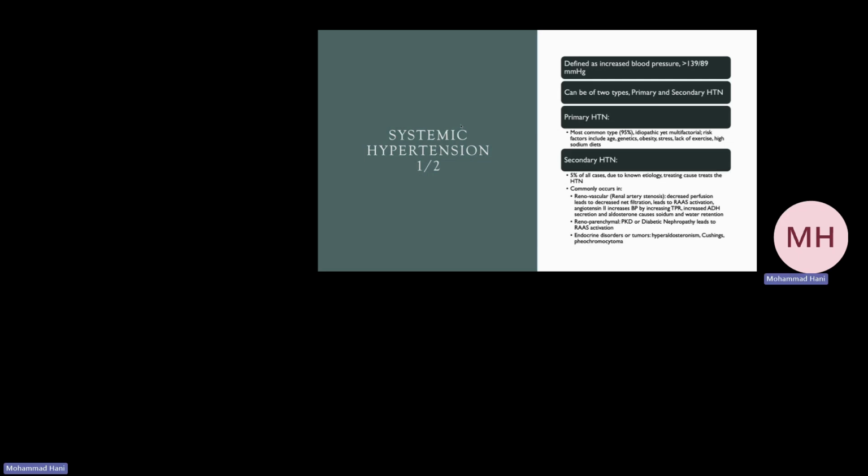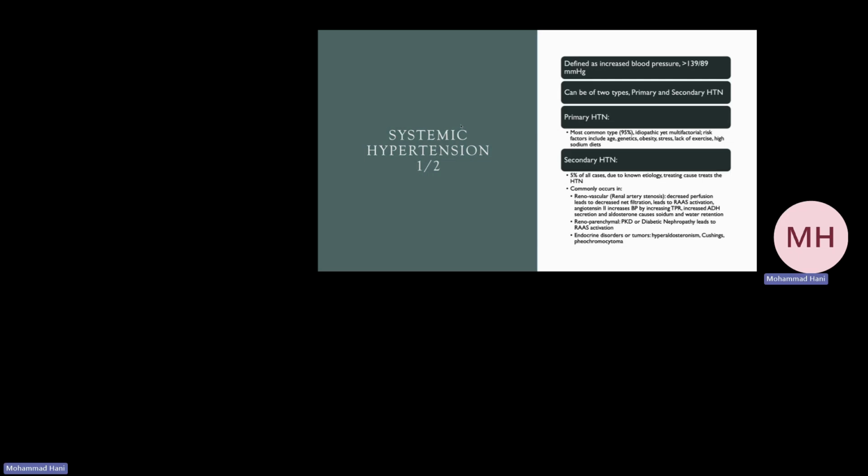So what happens is, again, decreased filtration and then RAS activation. And then apart from that, the other common causes of secondary hypertension include endocrine disorders and tumors. So basically, hyperaldosteronism, Cushing's, and pheochromocytoma.